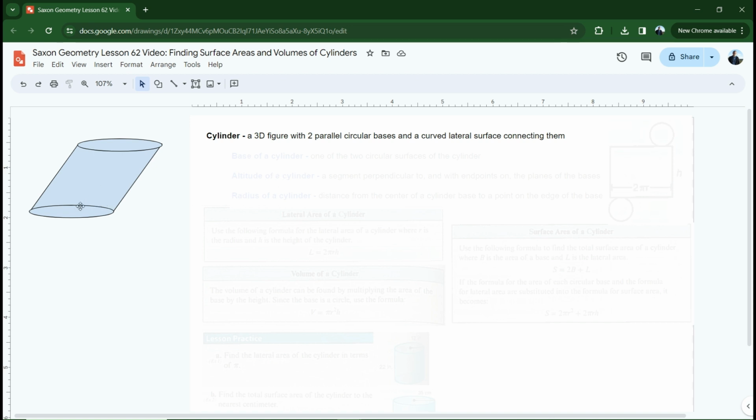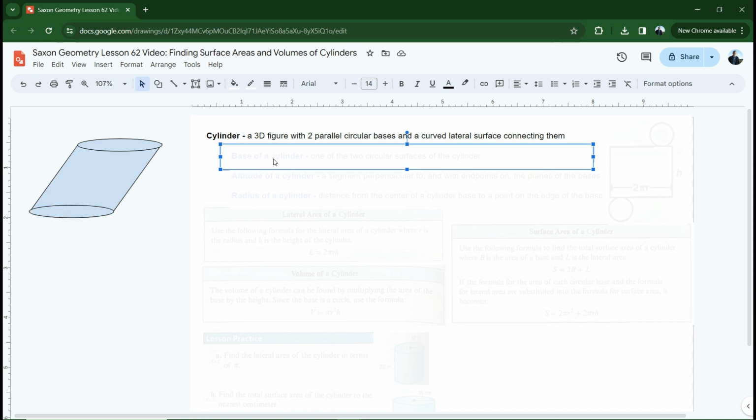Now let's just see if this still fits the definition. Just to make sure, do I still have two parallel circular bases, one on the top, one on the bottom? Yes. And do I still have a curved surface connecting them? Yes. So this is still a cylinder. It's just not a right cylinder. But here's the thing. Anything we learn about cylinders today also applies to this kind of cylinder as well, unless it specifies that it's just a right cylinder.